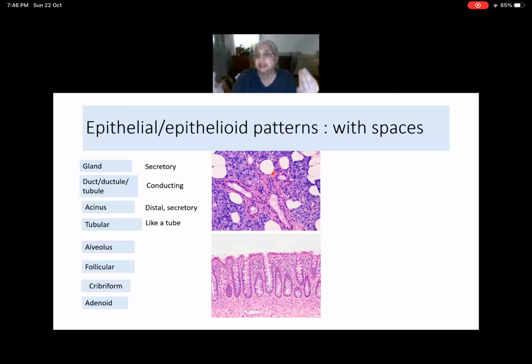If you're describing tumors in the salivary gland, please describe spaces that you see as ducts. The same thing in the breast. Please do not describe structures that you see which have epithelial lining and maybe epithelial proliferations as glands. They are ducts that you see in the breast.